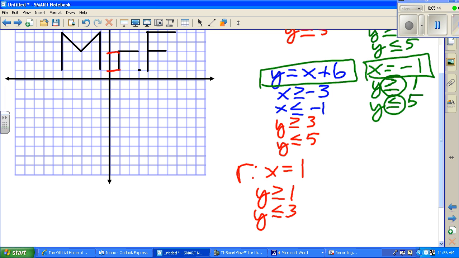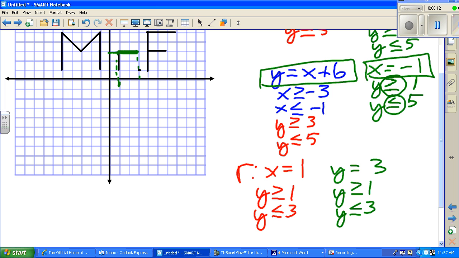Now let's take a look at my horizontal line. Okay, that's horizontal, so now that's a y equals. And it looks like it's going to cross the y-axis at 3. Now where's it starting and stopping in the x? Well, it looks like it's starting at 1, so x has to be greater than or equal to 1, and x has to be less than or equal to 3.